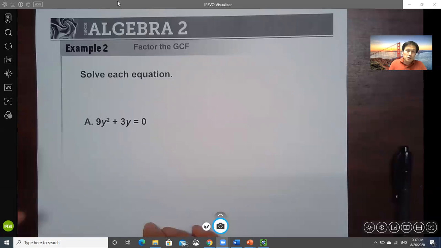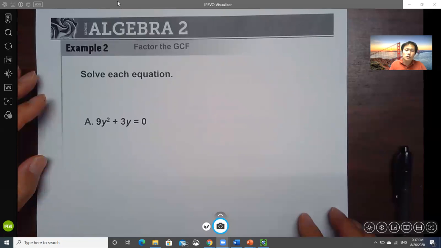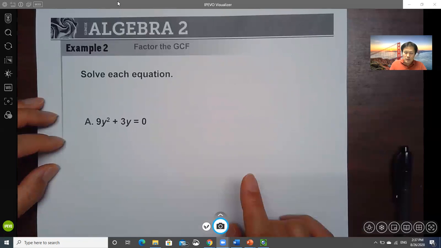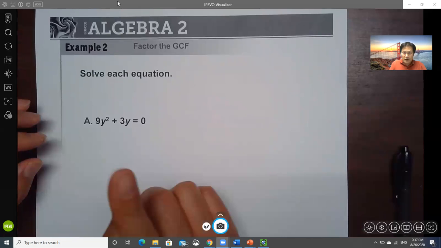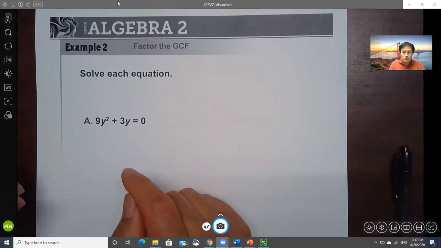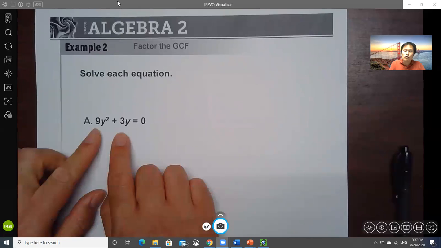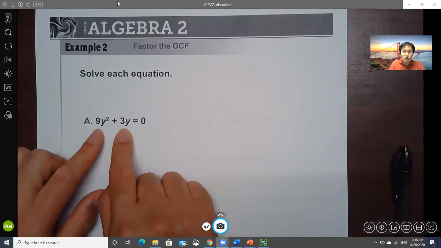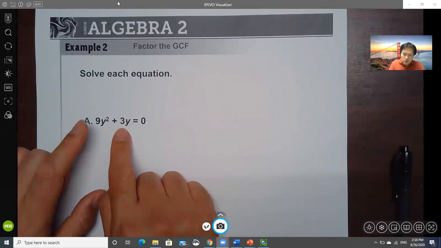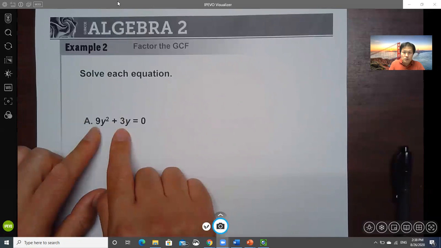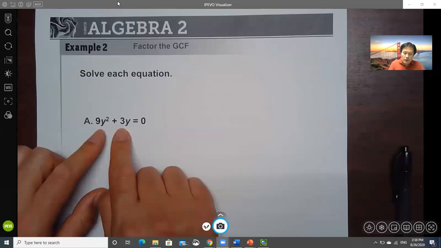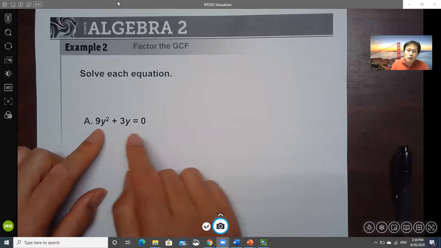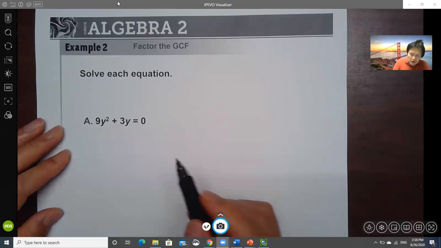Okay, solve each equation. You need to do factoring. So first thing you have to do in factoring is a GCF, greatest common factor. Take a look at it. Where's the GCF? 3, 3. 3 goes into 9, 3 goes into 3. So GCF is 3. What about variable? You have a y square, you have a y. So 3y will be common factor.